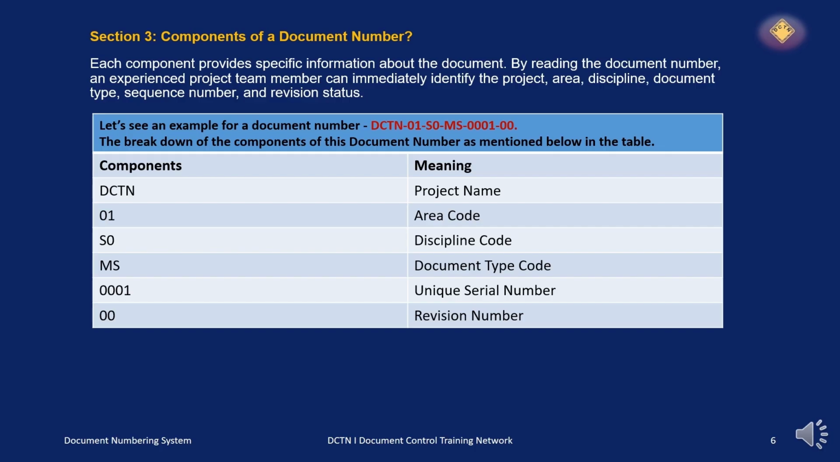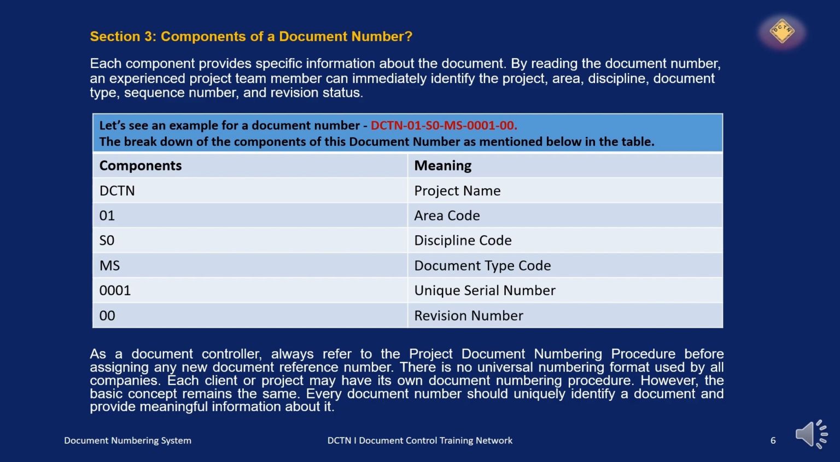When we break down the components of this document number, you will see DCTN refers to the project name. 01 refers to the area code of the project. Many projects are very large and have many divisions, so this is area code 01. S0 is the discipline code. MS refers to the document type code, that is, method statement. 0001 refers to the unique serial number. At the end, 00 refers to the revision number.